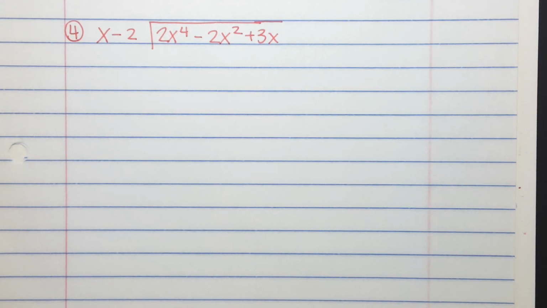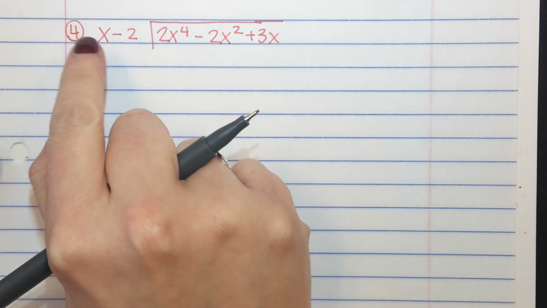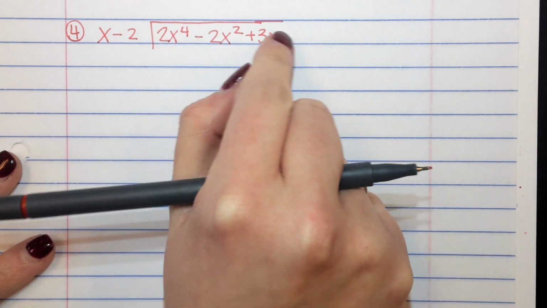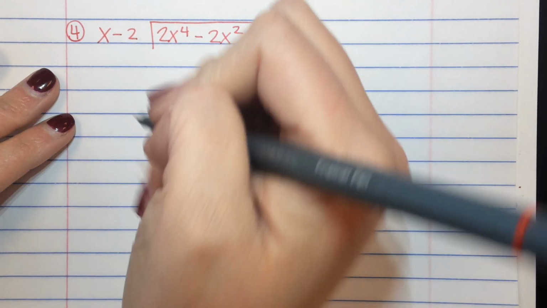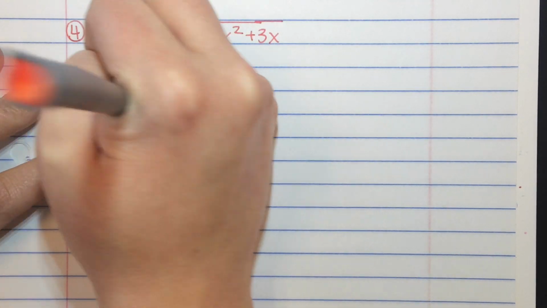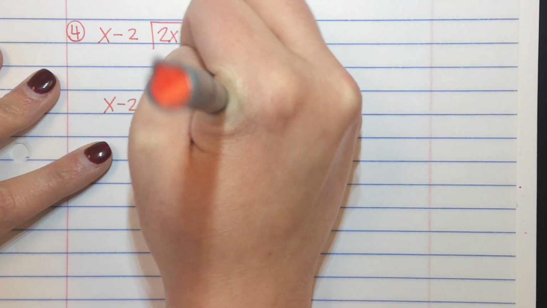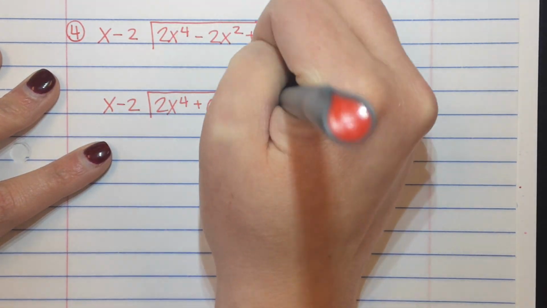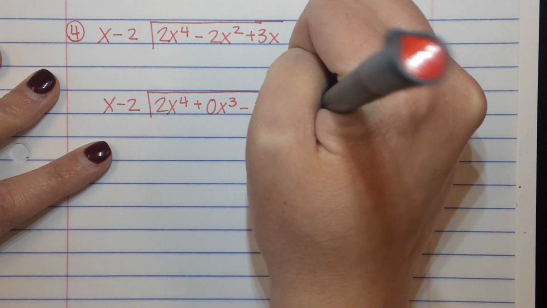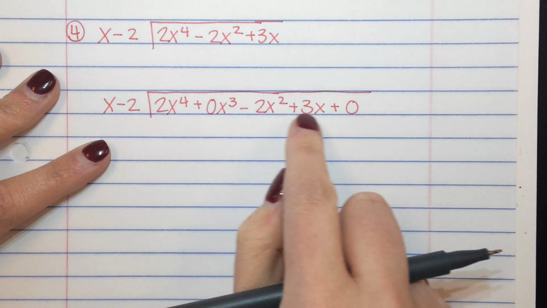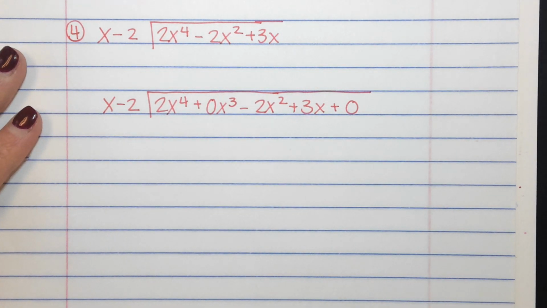Okay, here's what number 4 should look like after you've set it up for long division. Let's check our terms. Here we have 1, 0, so the outside is good. On the inside, we have 4, 2, and 1, so we're missing some things. So let's rewrite it and give ourselves room. So x minus 2, so 2x to the 4th plus 0x to the 3rd minus 2x squared plus 3x plus 0. Okay, so now 4, 3, 2, 1, 0, we can get started.